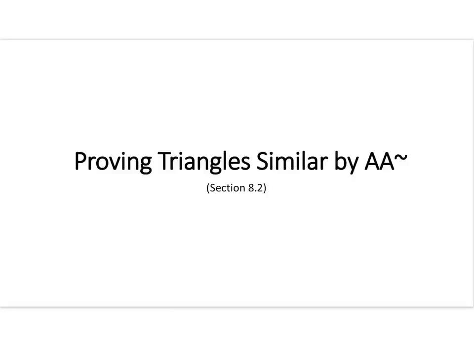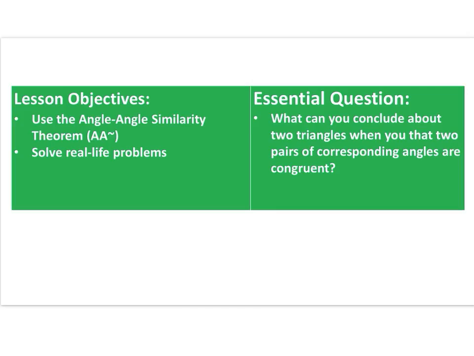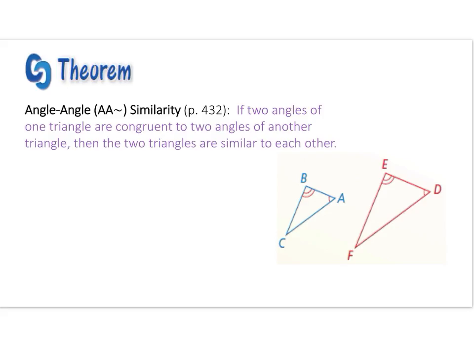All right, let's get started with section 8.2 about proving triangles similar by the angle-angle similarity theorem. Our objectives are to use the angle-angle similarity theorem in order to solve real-life problems. Our essential question: what can you conclude about two triangles when you know that two pairs of corresponding angles are congruent? All right, let's start with our angle-angle similarity theorem.